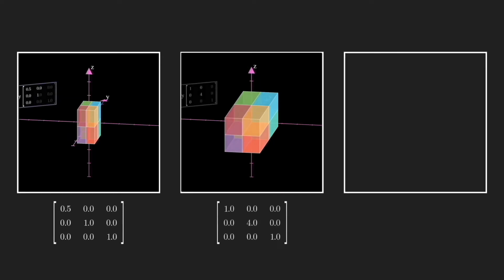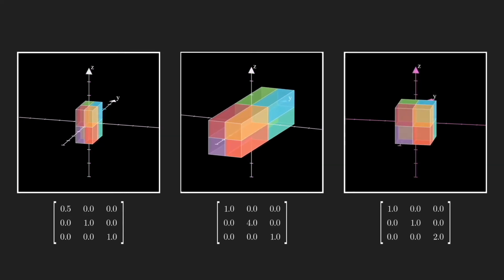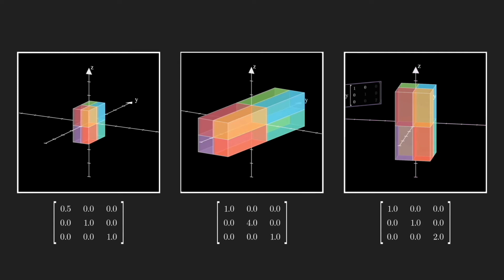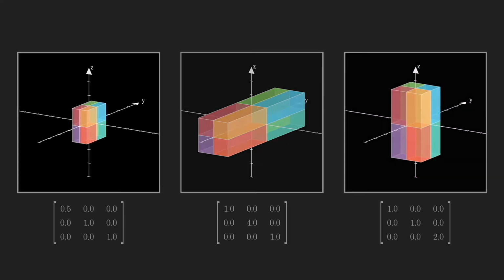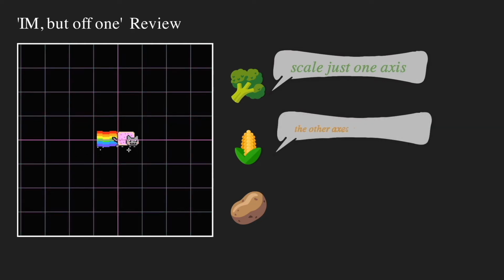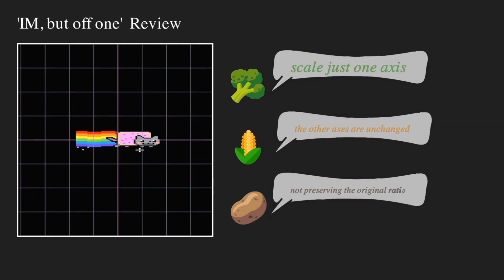Off-one matrix behaves very predictably in 3 dimension. It's the scaling of just the x-axis, just the y-axis, or just the z-axis. Hey, you back? Do you want to get scale along the y-axis? Oh, you got a question.